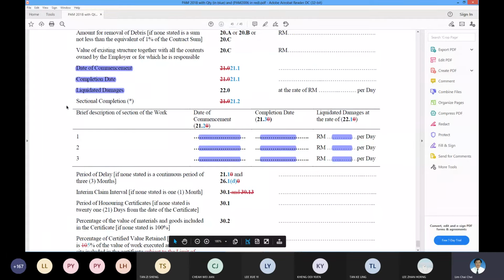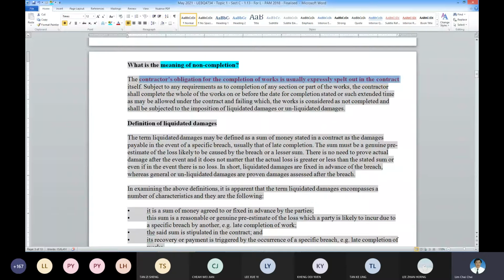So a project usually has this type, or sometimes this type, depending on what project they're having, and also always there is a figure. Without this figure, LD is invalid. So this is how it's expressly stated, expressed in the contract appendix under your PEM. To complete the whole of the work on or before the date of completion stated. So that is the day they stated, on or before. Or sometimes under a valid extension, such extended time as may be allowed under the contract. It means a valid extension of time given.